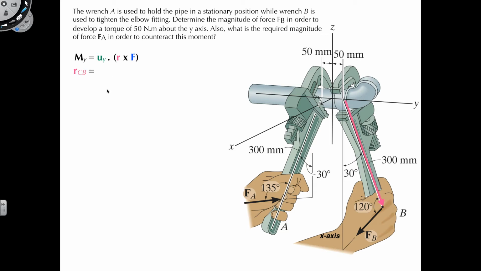Now let's start with R. R, we said it starts from here. We call this point C and we call this B. Now, the coordinates of C is easy. It's just 0.5 meters at the y-axis and 0 at the x-axis and 0 at the z-axis. But the coordinates of B is not known. Now you need to solve for the coordinates of B.